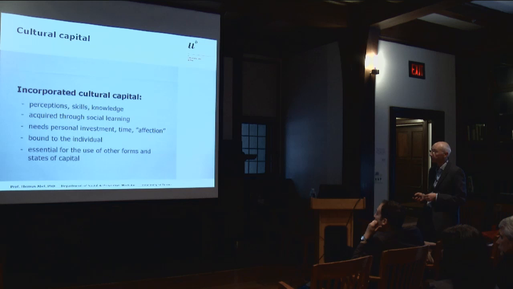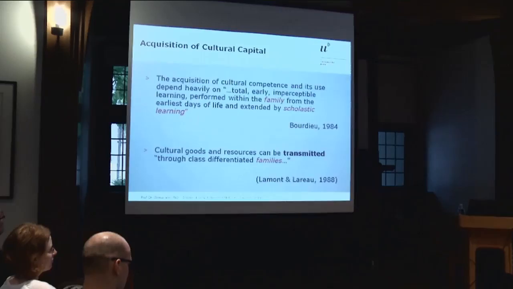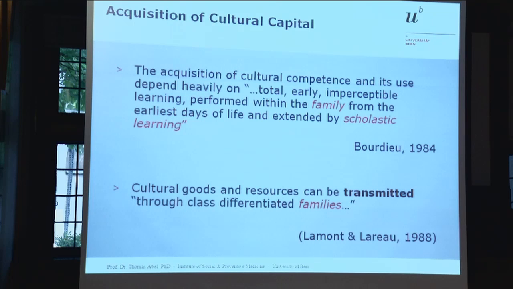Now, the acquisition, I just mentioned that it comes from social learning. But Bourdieu himself talked about cultural competence, a key element. It is performed within families. It's a broad concept of learning. Within the family, and it's extended by the school, he called it scholastic. And Lamont and Lareau talk about cultural goods and resources, also part of culture. They say that it can be transmitted through class differentiation. And I basically agree this is where it all starts, but it doesn't end there.